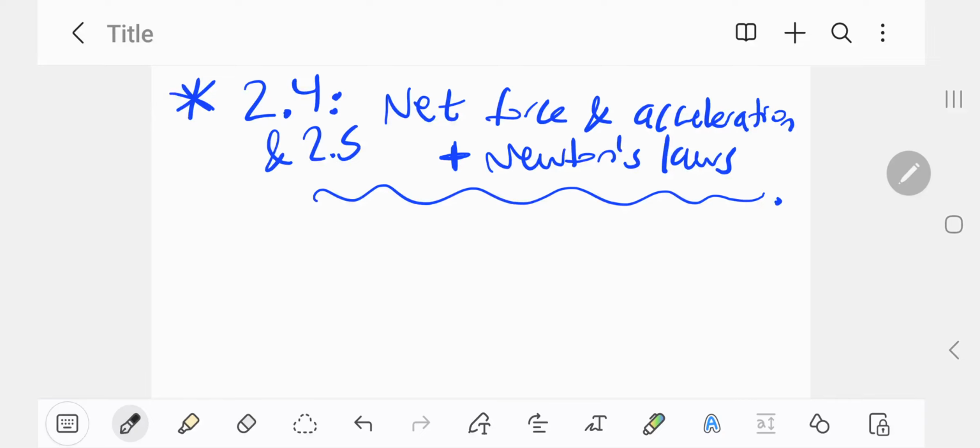2.4 and 2.5 of the Good Science Years 9 and 10 textbook. Thought I'd merge the two chapters into one because they do overlap a lot. I'm going to begin with Newton's laws.